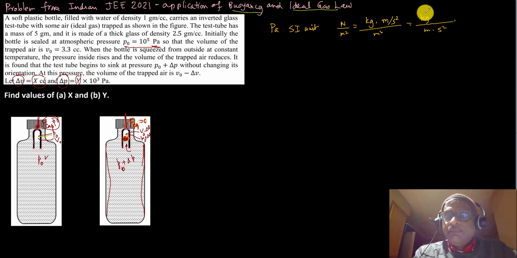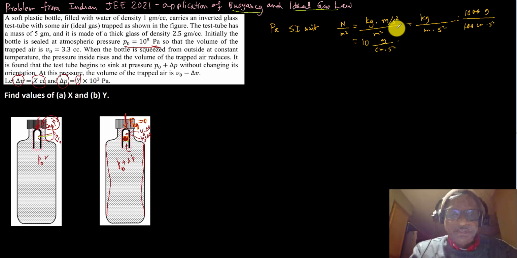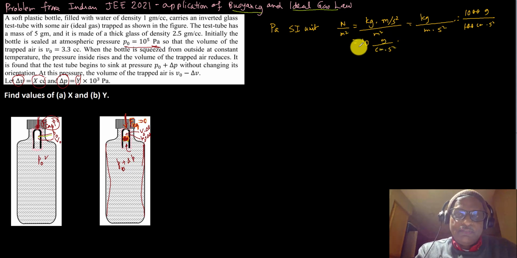So this is kilogram per meter second square, and it's not in the CGS unit. But if you want to make everything in CGS units, you can convert this. So this will be 1,000 gram over 100 centimeter second square, which equals 10 gram over centimeters second square. So you may work in this unit and then convert back, or it turns out you don't need to do any conversions in this problem. Right now we just want to point out that there's a unit mismatch here.